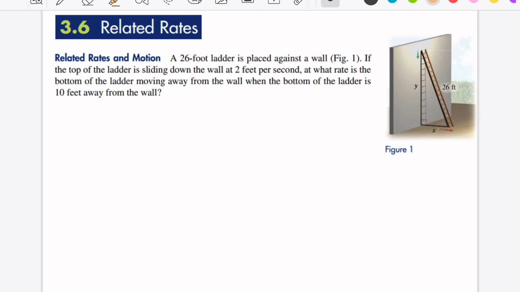We're given that the top of the ladder is sliding down the wall at 2 feet per second. If you notice from our diagram here, the distance from the top of the ladder to the bottom of the wall is given as y. And we're told the top of the ladder is sliding down the wall at a rate of 2 feet per second. So that means the rate that this distance y is changing is 2 feet per second.